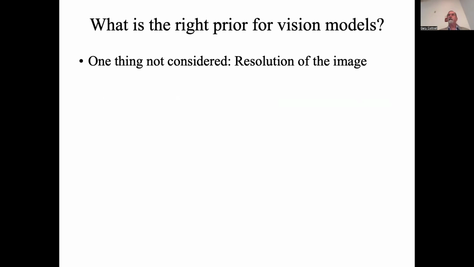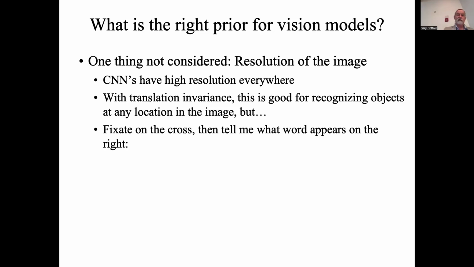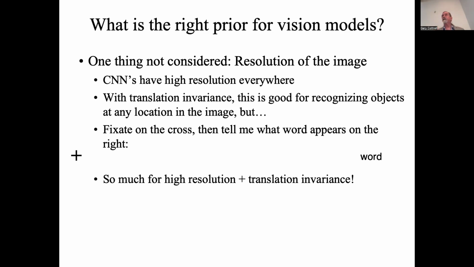So one thing that's not usually considered is the resolution of the image, as Bruno just referred to. CNNs have high resolution everywhere with translation invariance. That's good for recognizing objects at any location in an image. But I want you to fixate on this cross. Okay, everybody fixate on the cross. Keep your eyes on the cross. Okay, now keep fixated and now tell me what word is over there on the right. You can't do it, right? So much for high resolution and translation invariance.